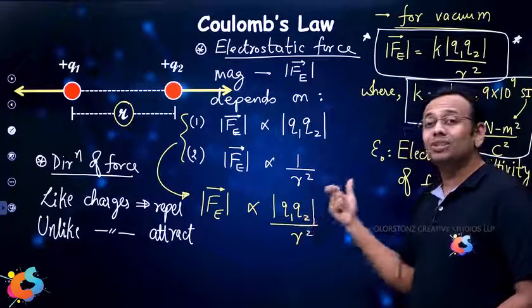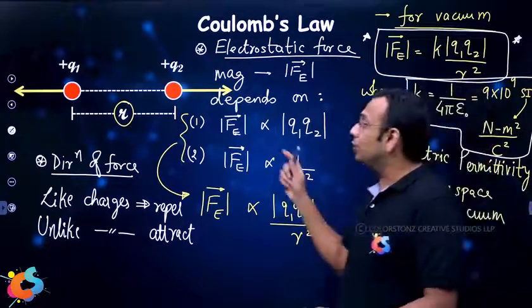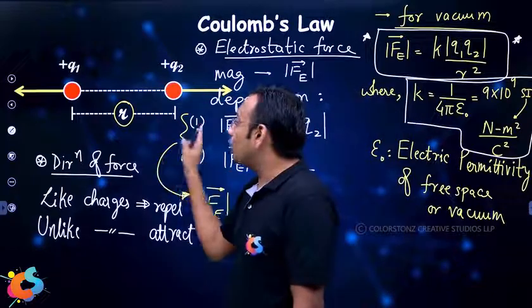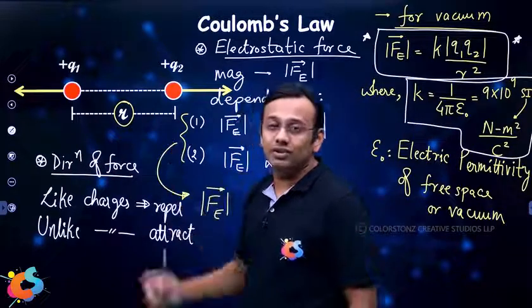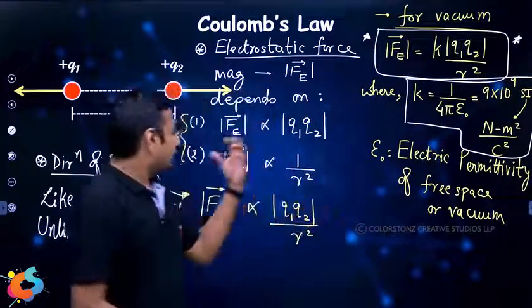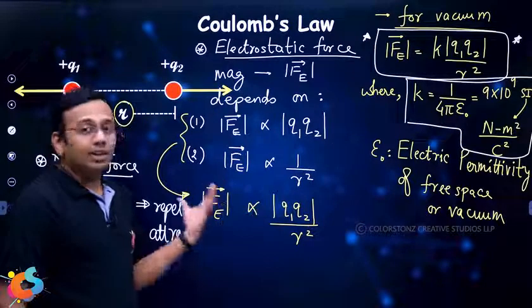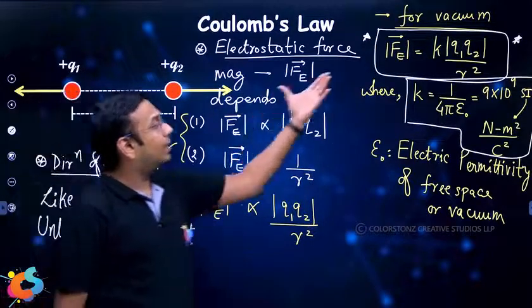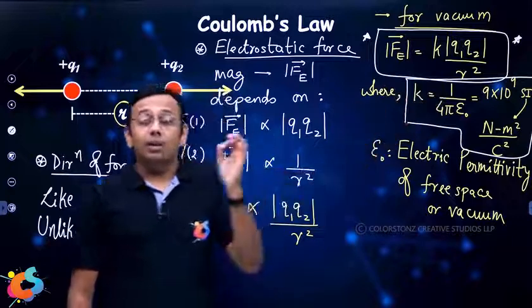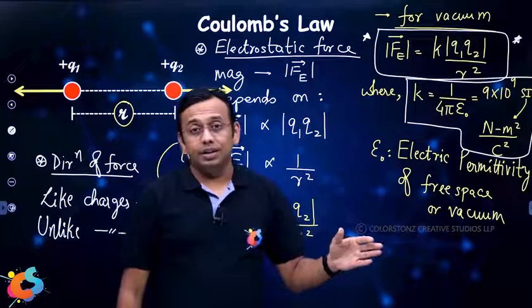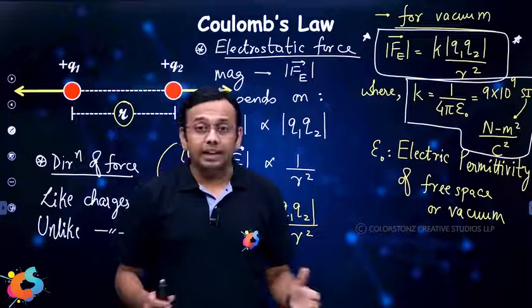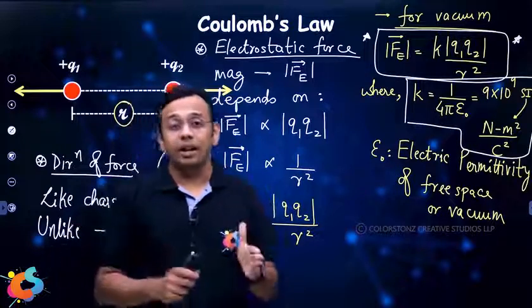Second is the inverse square dependency. It is inversely dependent on the square of separation between the two charges. But combining these two does not give the equation. The formula we get by putting the constant. The constant depends on the medium in which the charges are kept, and this is different from gravitation.